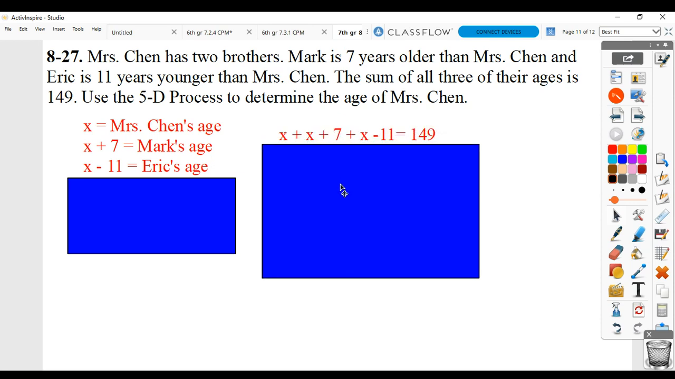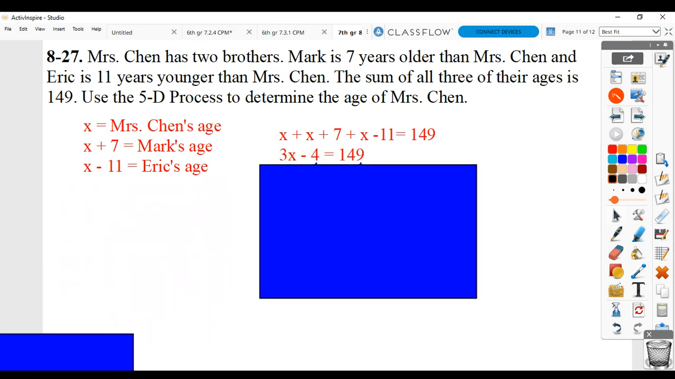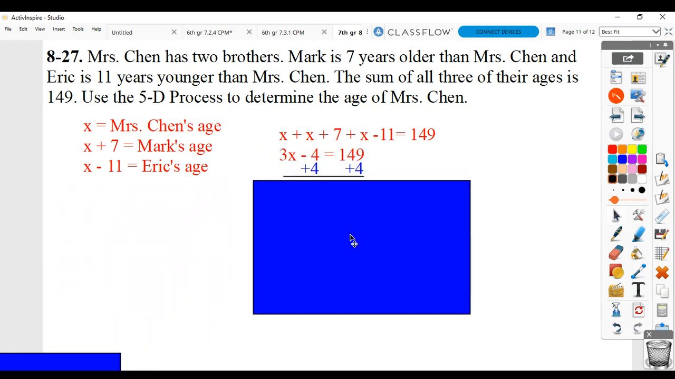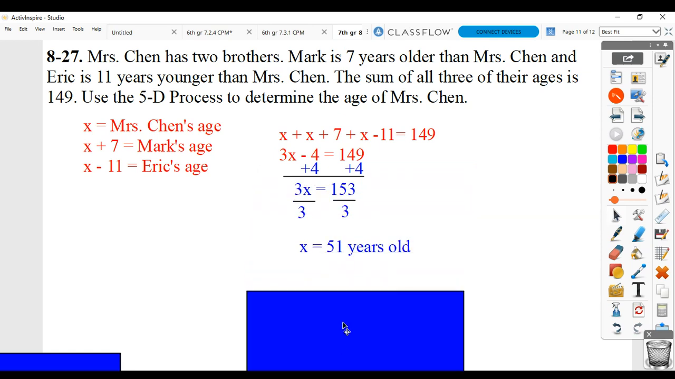And then the sum of all three of their ages equals 149. So then you combine your like terms. You go through your algebraic process to solve. And you end up finding that Mrs. Chen is 51 years old.